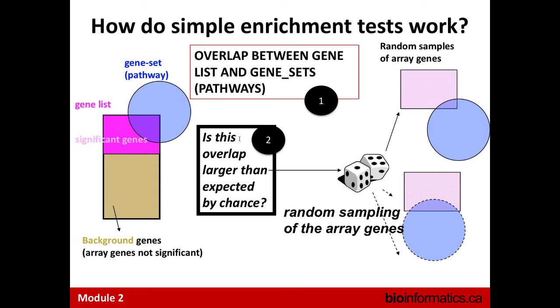You could do random sampling, but it uses a lot of resources and is time consuming. And in this case, we know what the distribution is. For random sampling like this, the distribution is the hypergeometric probability distribution. So we can directly use Fisher's exact test, which uses this hypergeometric probability distribution. That's why we don't have to do random sampling.